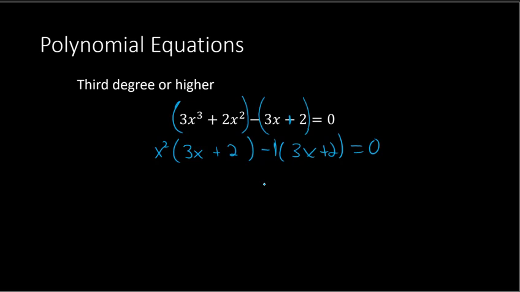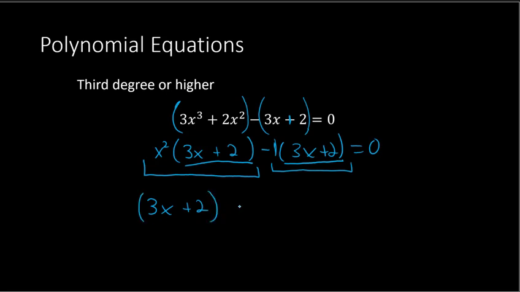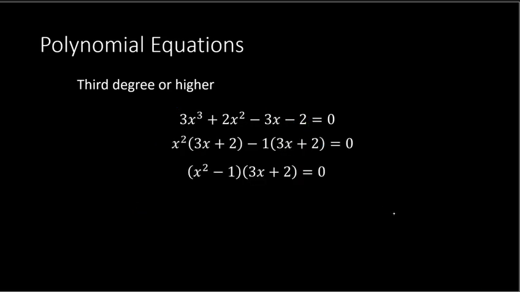So what we can do from this point is notice that with each part, here and over here, they both have a 3x plus 2 in common. So that means we can pull out that 3x plus 2 because that is the greatest common factor of both of those terms. So you pull out the 3x plus 2, and in the other parentheses, you put what is remaining, which is the x squared minus 1. So we have 3x plus 2 times x squared minus 1 equals 0. And we see that typed up right here.